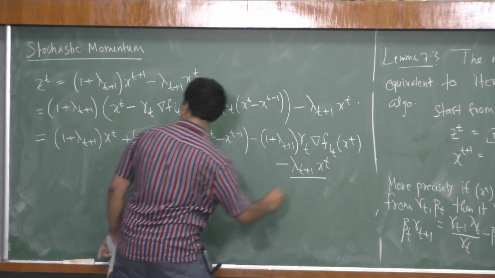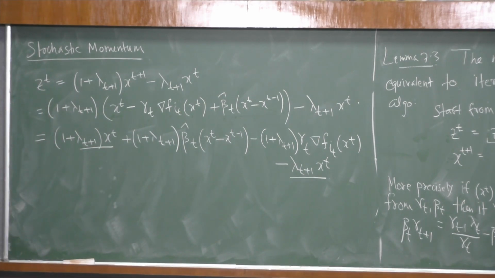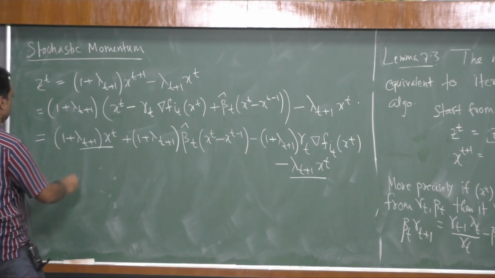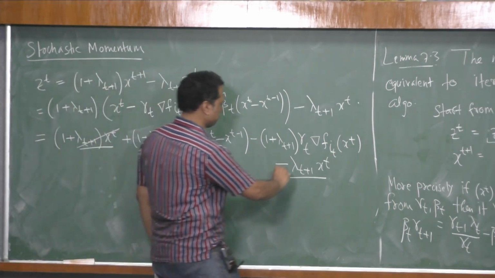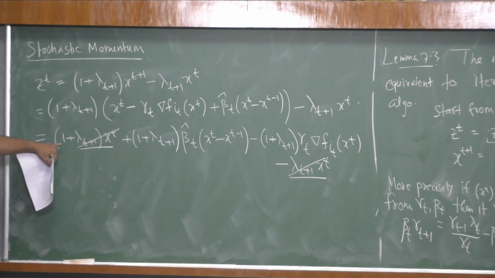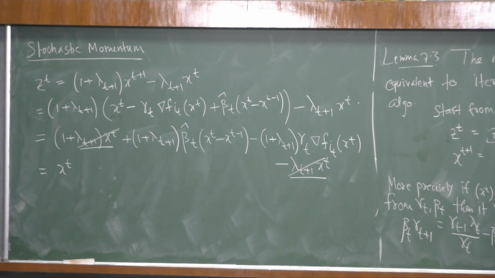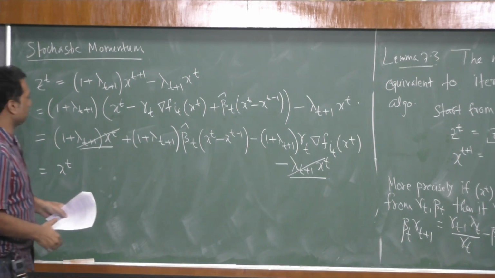If I see this term and this term, they are negative of each other and they get cancelled, it seems. Okay, so I can write like this. So it seems that here I am left with xt plus this term.